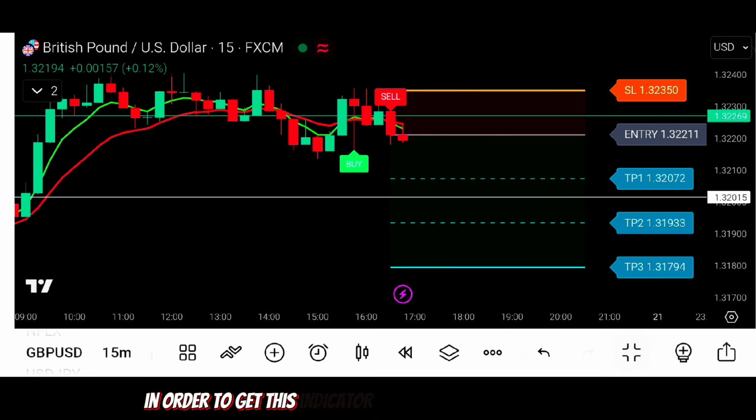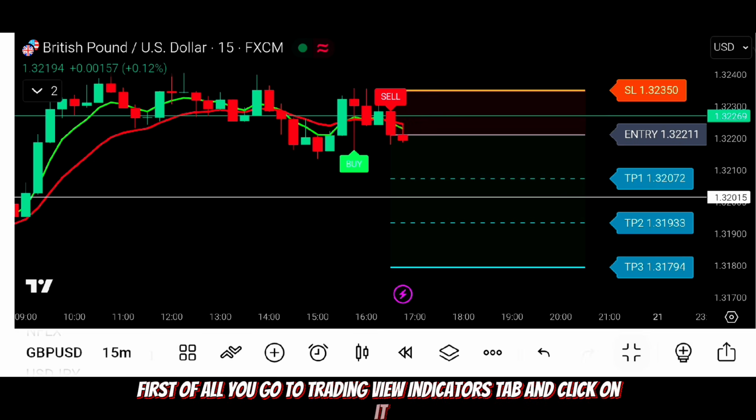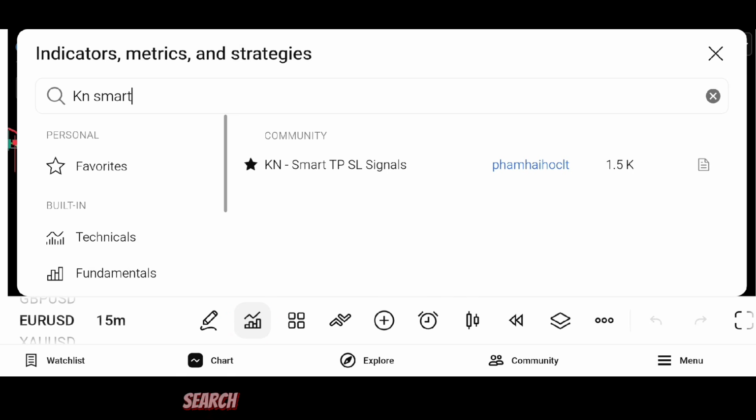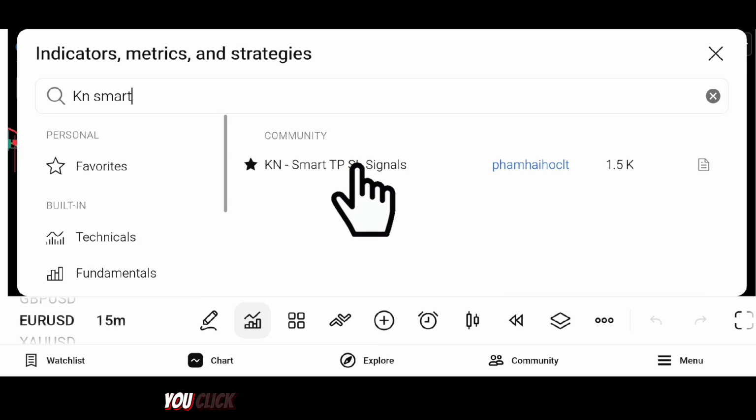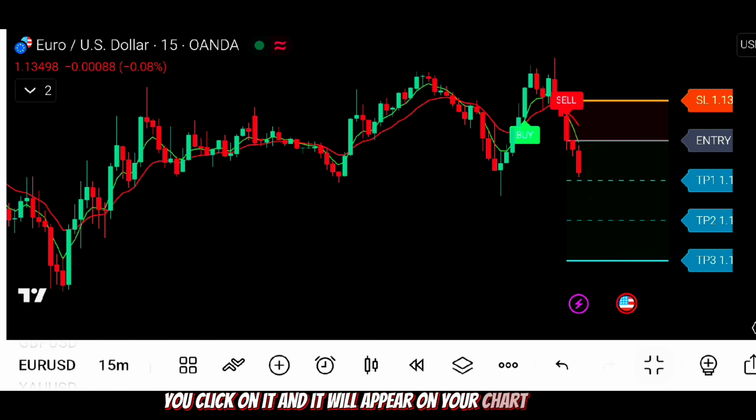In order to get this indicator on your chart on TradingView, first of all you go to the TradingView Indicators tab and click on it. When you're done clicking on it, search K and Smart, type K, and then add Smart to it, and you will see this indicator appear. When you see this, you click on it, and it will appear on your chart like this. This is the default appearance.